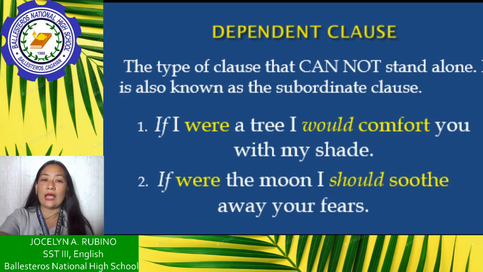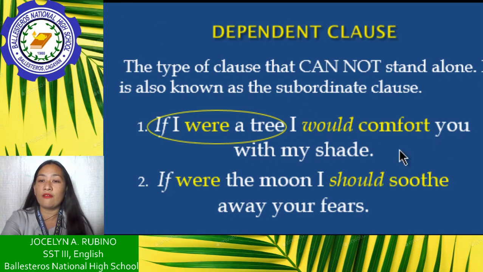Dependent clause is a type of clause that cannot stand alone. It is also known as the subordinate clause. The type of clause that cannot stand alone, meaning we cannot use them as a simple sentence. In the first sentence, the dependent clause is, if I were a tree. And if we remove the other parts of the sentence, which is, I would comfort you with my shade, do you think it is still a complete sentence?